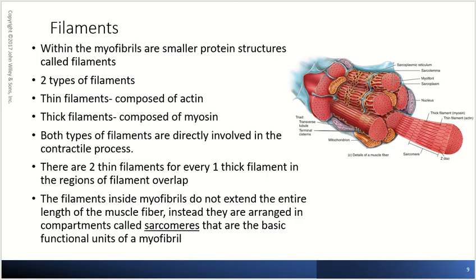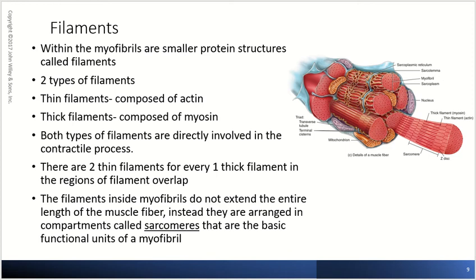Next, looking at the filaments that are associated with the muscle. Within the myofibrils, there are small protein structures called filaments. There are two main types of filaments: thin filaments and thick filaments. Thin filaments are composed of actin, while thick filaments are made up of myosin. Both types of filaments are directly involved in the contractile process, and there are two thin filaments for every one thick filament in the region of filament overlap, where those filaments lay on top of each other.